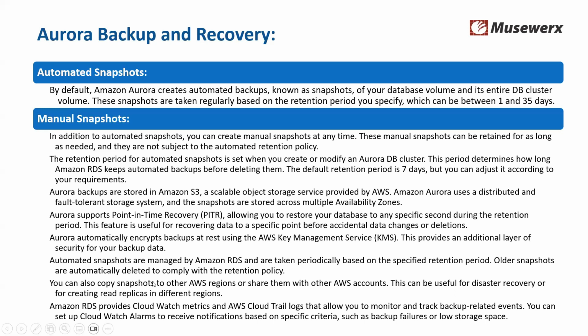You can also copy snapshots to other AWS regions or share them with other AWS accounts. This can be useful for disaster recovery or creating replicas in different regions. RDS provides CloudWatch metrics and CloudTrail logs that allow you to monitor and track backup-related events. You can set up CloudWatch alarms to receive notifications based on specific criteria such as backup failure or low storage space.